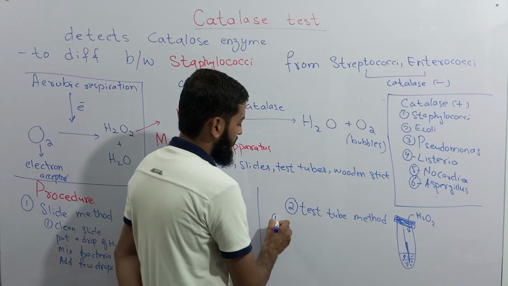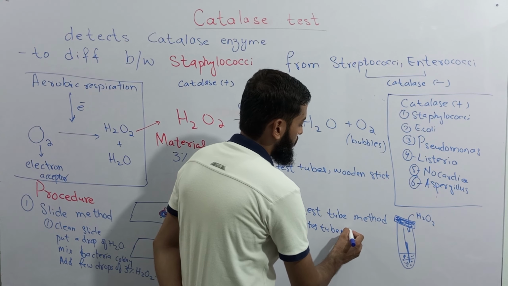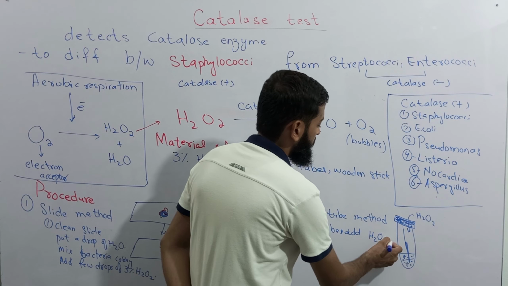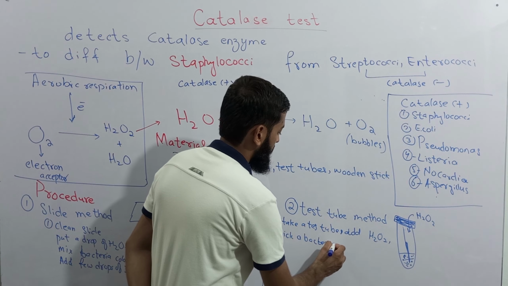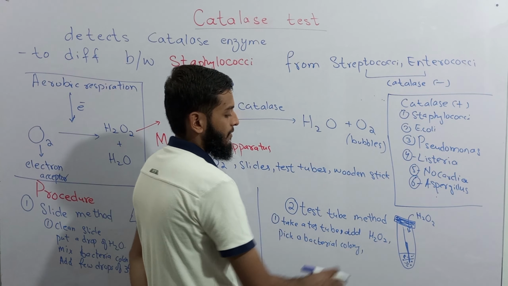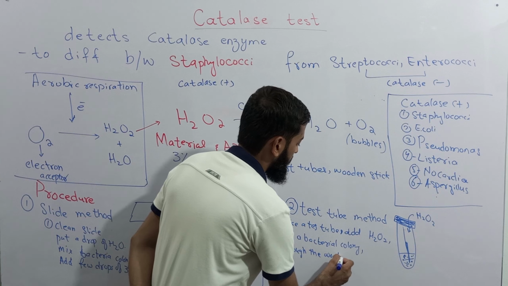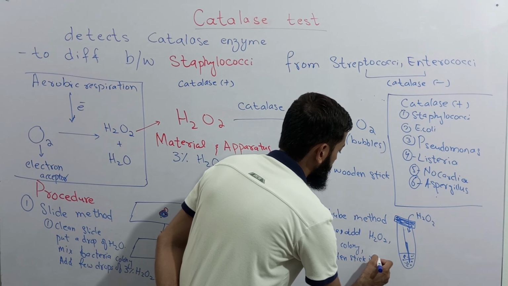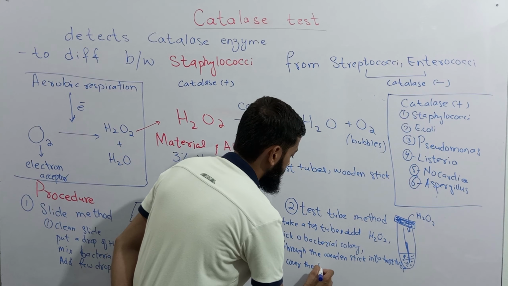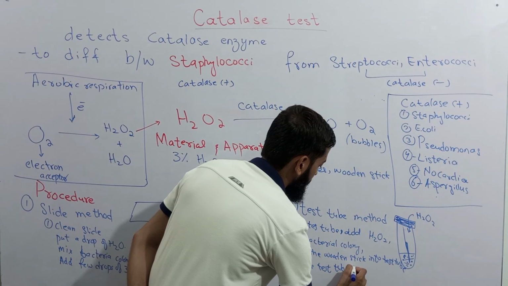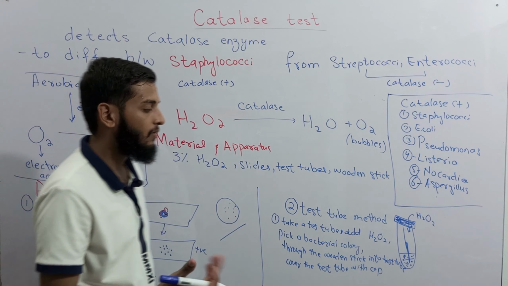So in test tube method, take a test tube, add a few drops of hydrogen peroxide, pick a colony of bacteria, throw the wooden stick into the test tube and cover the test tube with cap, and bubble formation will tell us that the result is positive and the test is positive.